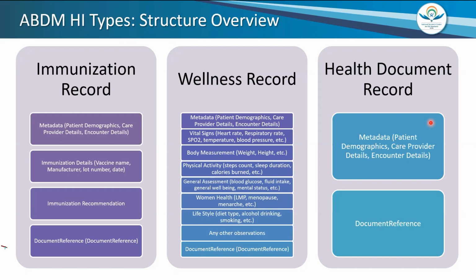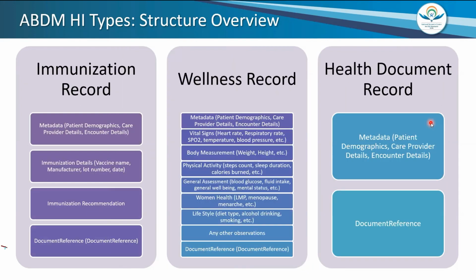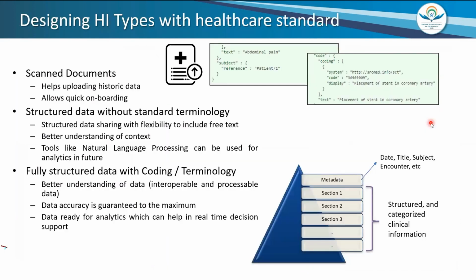It includes vital signs, body measurements, woman health and lifestyle, where you can have your diet and other factors recorded, BP and everything, with whatever home devices are available. And there is a health record document which is specially designed for the PHR app. So all these records are designed considering that they can be handed over to a patient to get continuity of care.